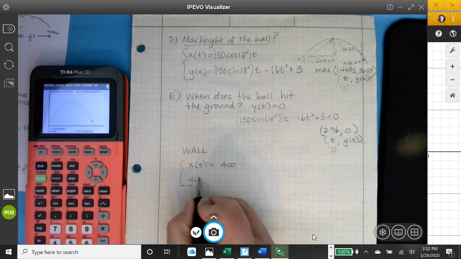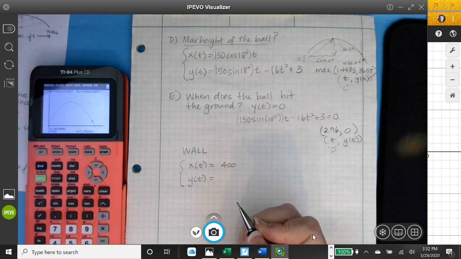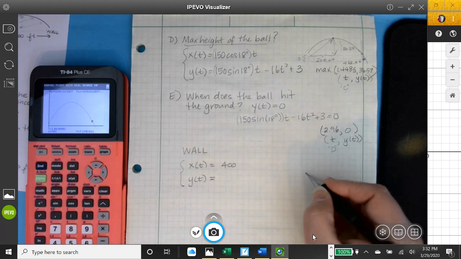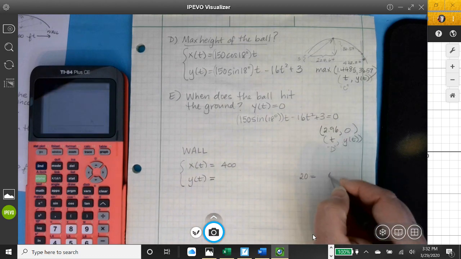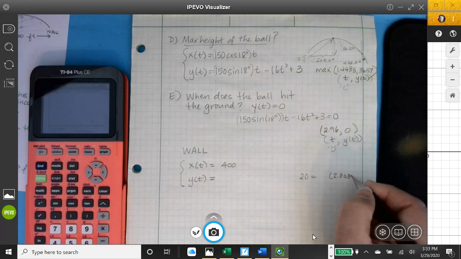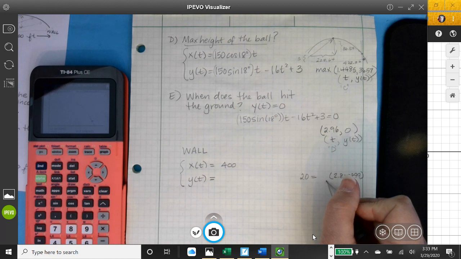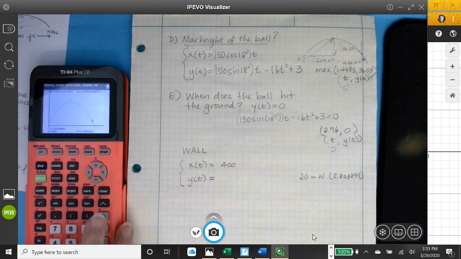And we need it to be 20 feet high at 2.803 seconds. So I need the wall to be 20 feet high when t is 2.803899 seconds. That's t. And if I go 20 divided by this, wouldn't that be how tall I want the wall to be? Let's see. Let's try it.